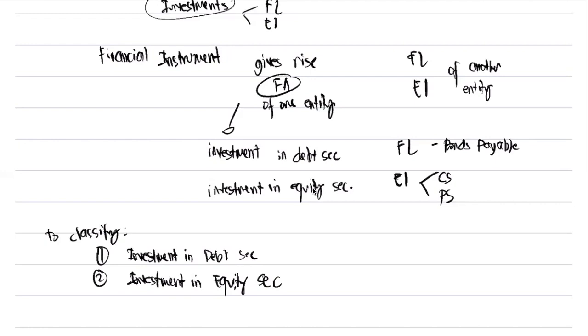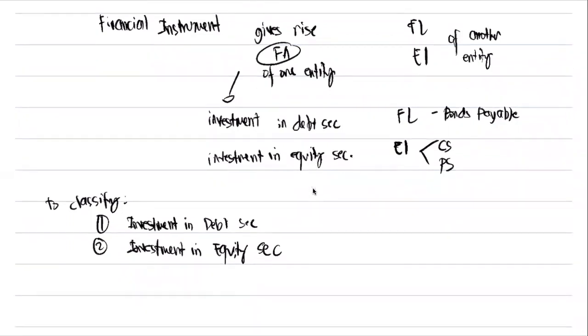An investment in equity security is an investment which gives you ownership shares over one entity. That ownership can either be a common stock or a preferred stock. So to classify your investments as a financial instrument, it can either be investment in debt security or investment in equity security. Another way is to classify your investments according to their measurement, where we have your fair value.